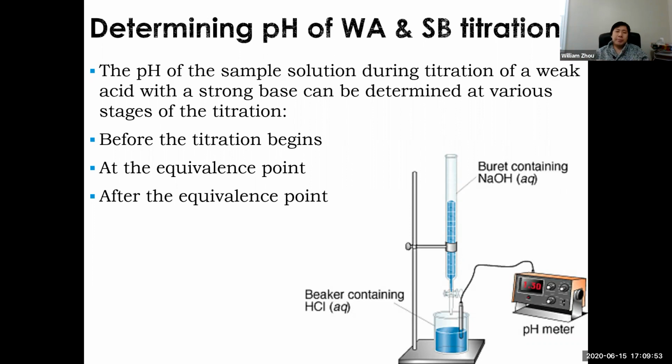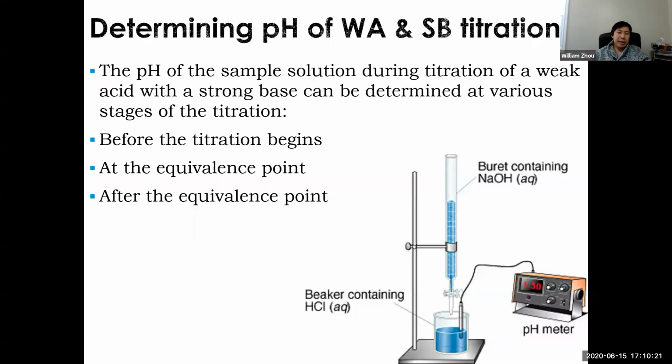We're going to determine the pH of a weak acid titrated with a strong base, as well as a weak base titrated with a strong acid. Basically, it's the same thing, except you have them reversed. And we're going to calculate the pH at 3 different times of the titration. First, before it begins, before you add anything. Second, at the equivalence point. And finally, beyond the equivalence point.